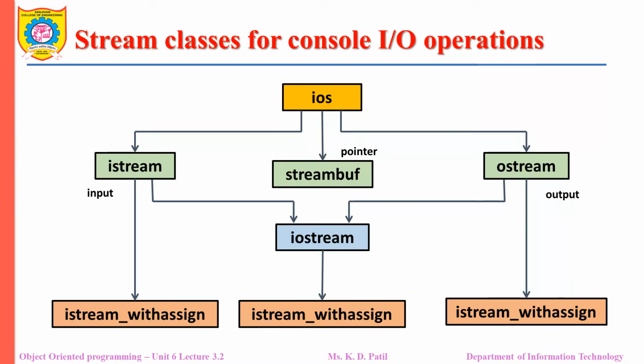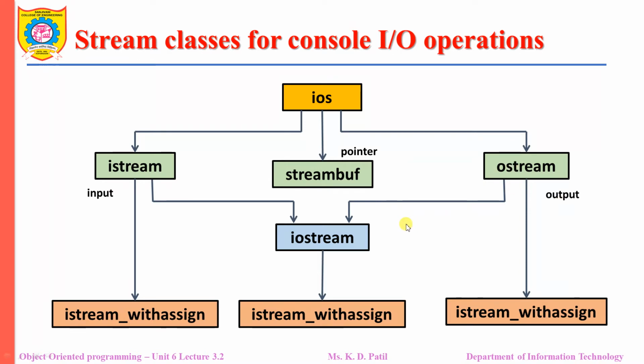Let us see the stream classes used for console input-output operations. This is the diagram which demonstrates the stream classes used for console input-output operations. The iOS class, iStream class, stream buffer class, IOStream class and OStream class are the main classes used for console input-output operations. The iStream class, OStream class and stream buffer class inherit the properties from IOStream class, as well as IOStream class inherit the properties from iStream class as well as OStream class.